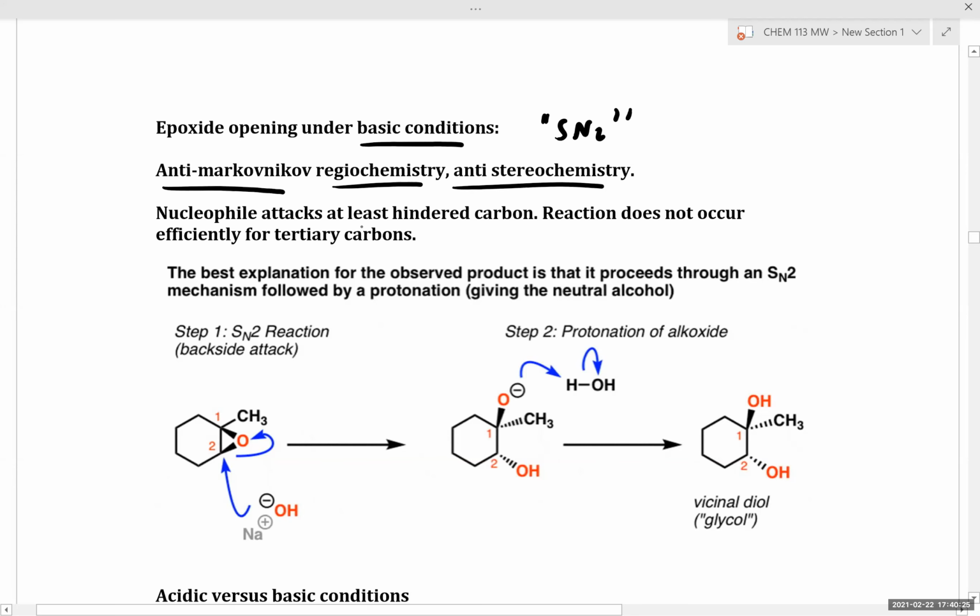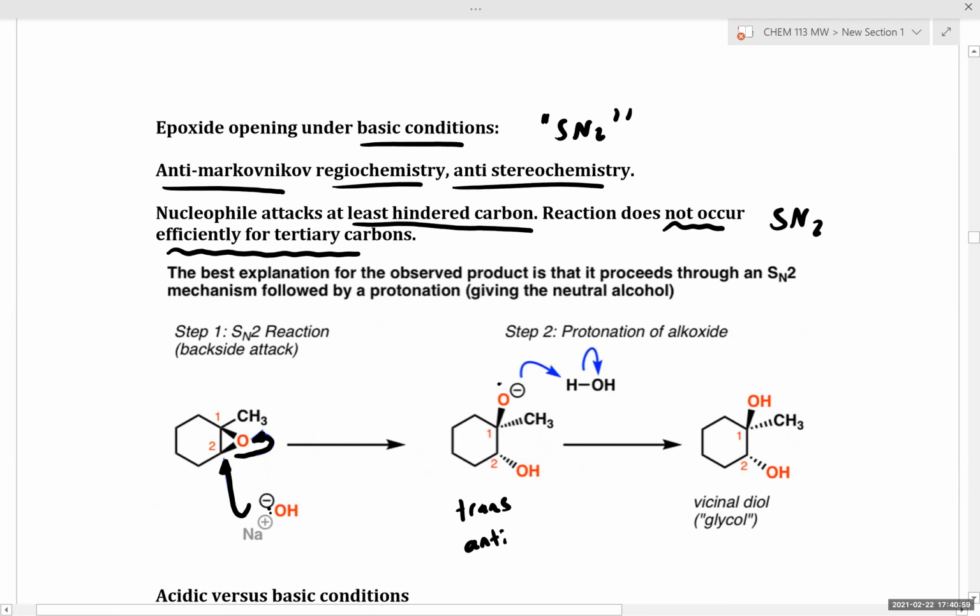So the nucleophile attacks the least hindered carbon, and the reaction does not occur efficiently for tertiary carbons. This is a textbook hallmark of an SN2 pattern of reactivity. So in this case, our nucleophile, such as our alkoxide, will attack opposite to our leaving group, which is our epoxide. The epoxide carbon-oxygen bond will break, will generate our trans or anti product.